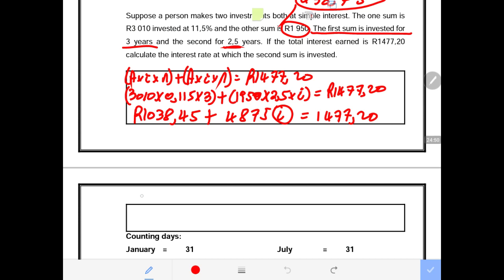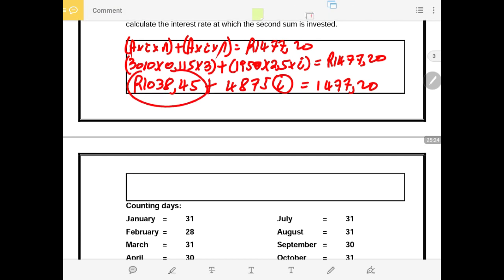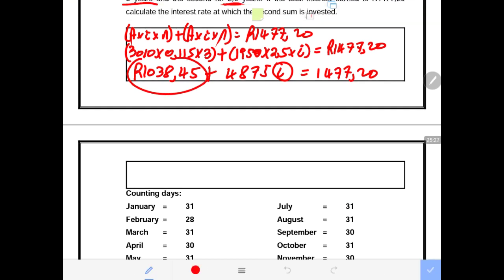So now on this left hand side we will be left only with 4,875. So we have 4,875 I equals 1,477.20 minus 1,038 rand 45 cents. That means this goes over the equal sign and becomes negative. That is exactly what I've done there. Then I've left this one on the same side it was in before. So now let me continue on that same note. I know that will erase itself.